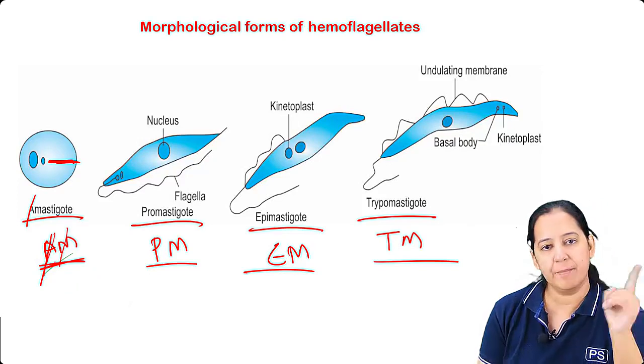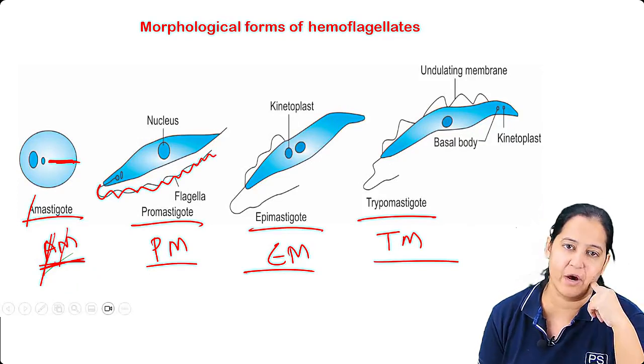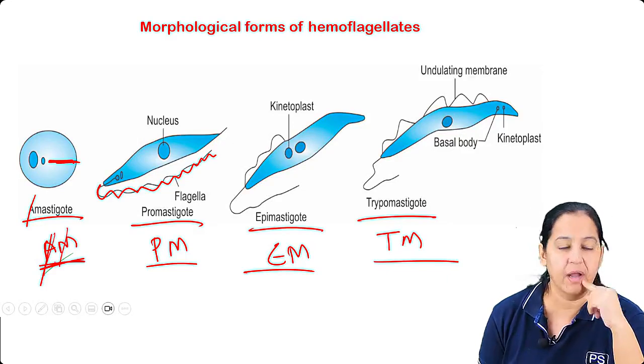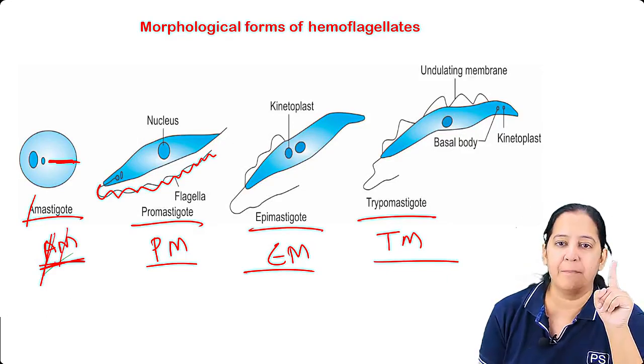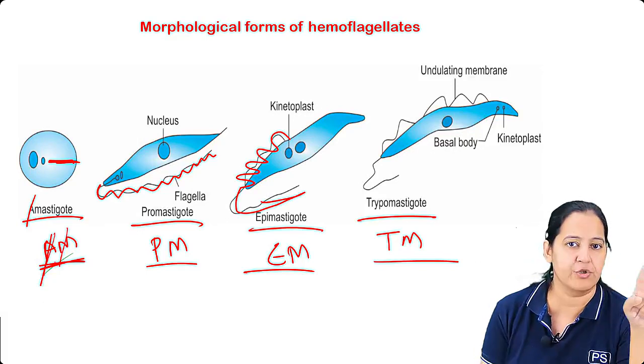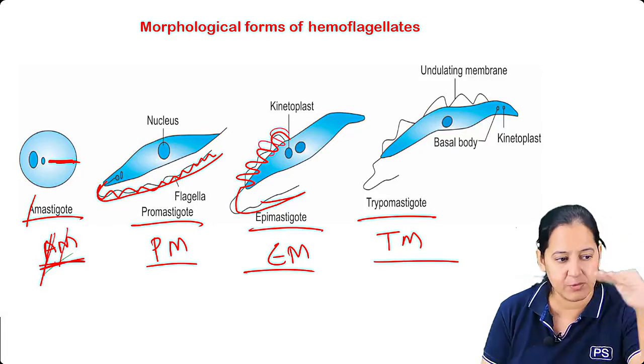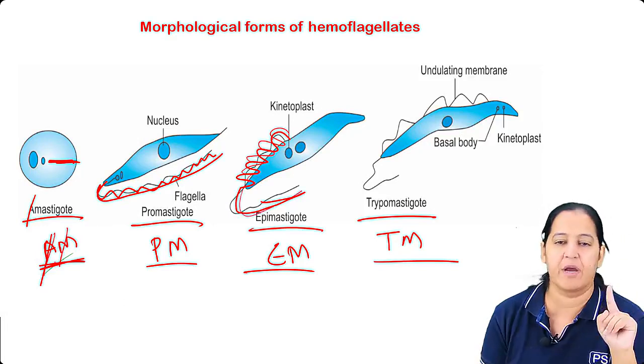In promastigote, one flagella is there, directly coming out. That's why known as promastigote. है ना? In the third one, again one flagella, but it is first forming an undulating membrane and then coming out. Compare the two. Here it is coming out directly. Here it is first forming an undulating membrane and then coming out. It is known as epimastigote.